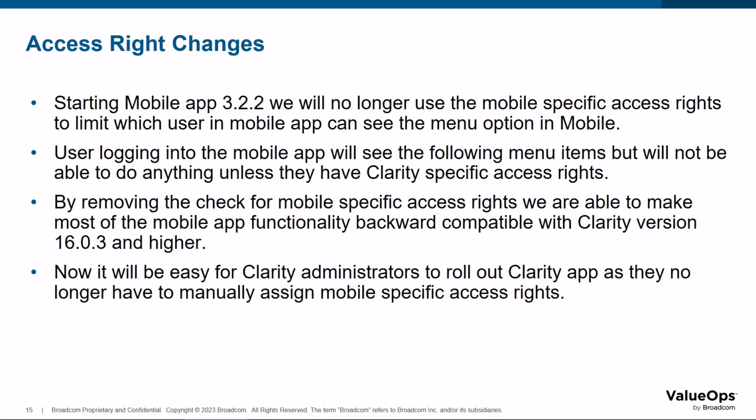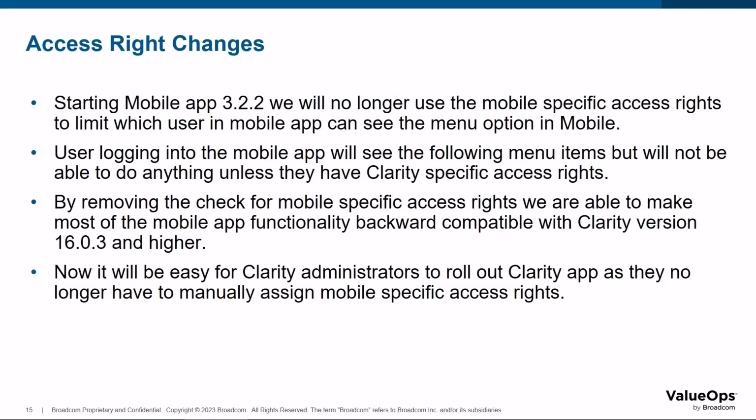However, those access rights, once granted in the Clarity UX, will allow the user now in the mobile app to use the same functionality. By removing this check for mobile specific access rights, we are able to make most of the mobile app functionality backward compatible all the way up to Clarity version 16.0.3 and higher.